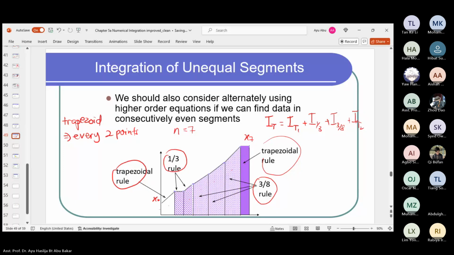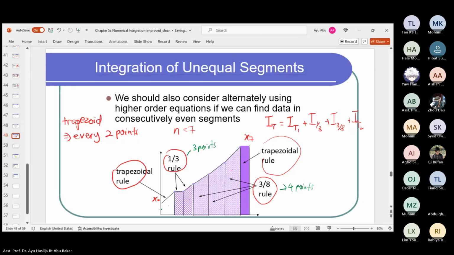Let's say you don't want to use this, you want to try just 1/3 and 3/8. Let's see if it works. You want to use the combination of 1/3 and 3/8 only. So 1/3, we know that it must be 3 points. 3/8 must involve 4 points.